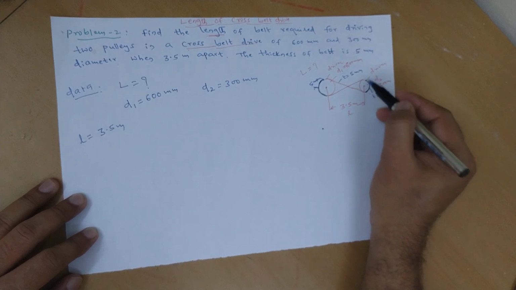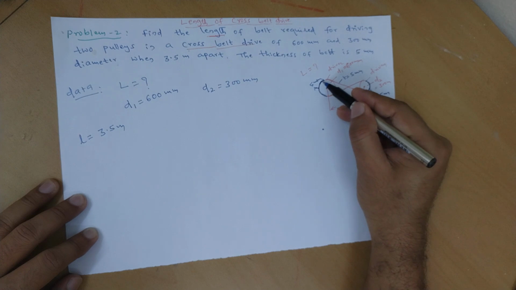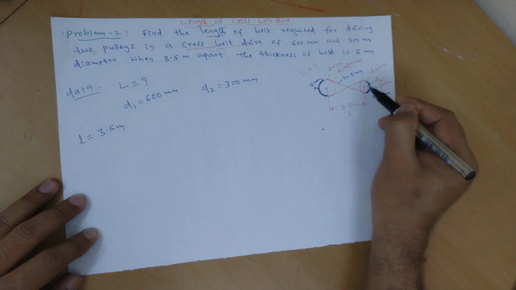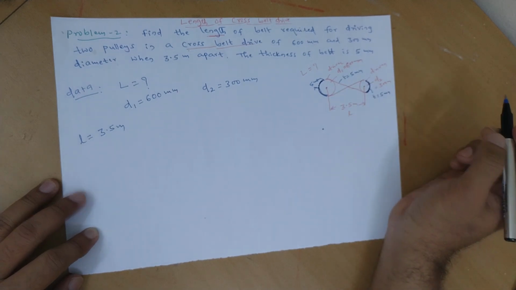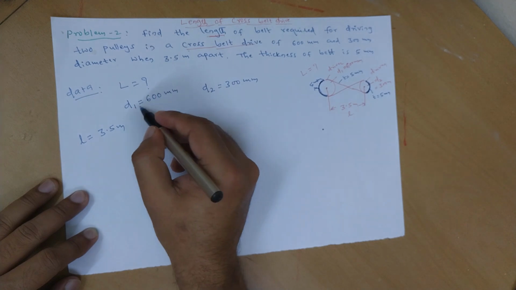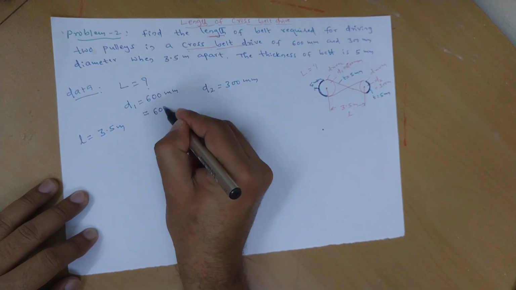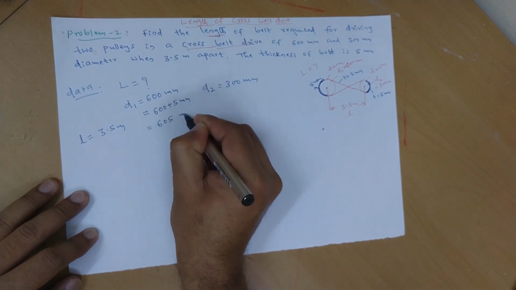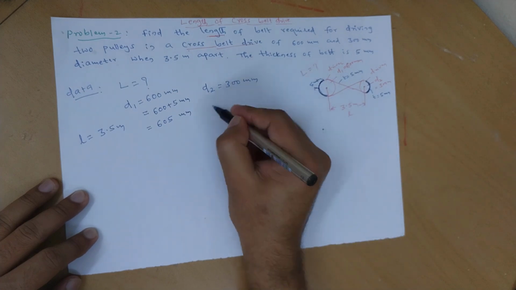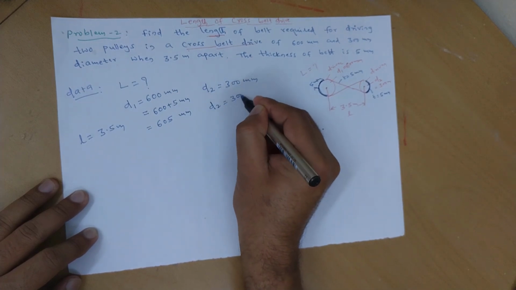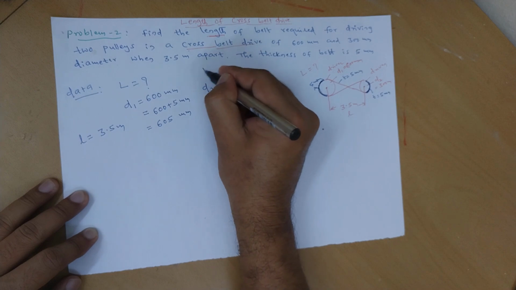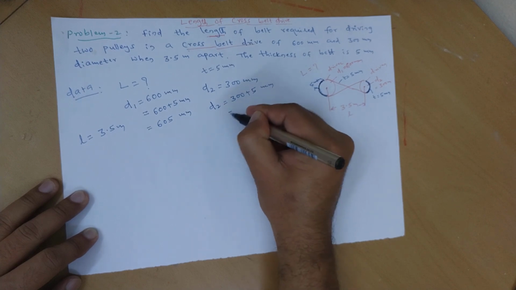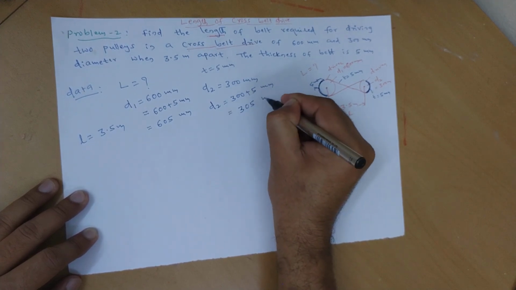Don't consider 2 times 5 millimeter, because the belt is passing only in this area, not on both sides. So we consider only one thickness for the driver and also for the driven. For driver, D1 is 600 plus 5 mm, that is 605 millimeter, the total diameter. Similarly for driven, D2 equal to 300 plus thickness t equal to 5 mm, that is 305 mm.